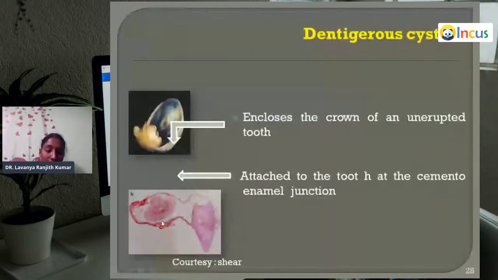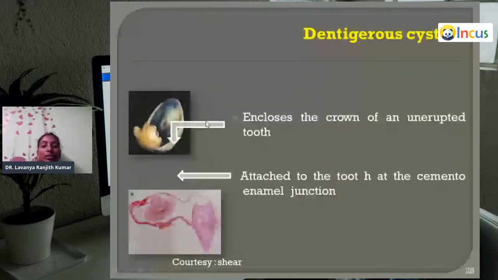This clinical picture is showing that it encloses the crown of the unerupted tooth. This is the histopathological image, which is showing something similar. This is a tooth with a decalcified section. It is showing a cystic lining and the lumen, the cavity, the lining and the capsule. So here you are able to see that it encloses the crown of the unerupted tooth.